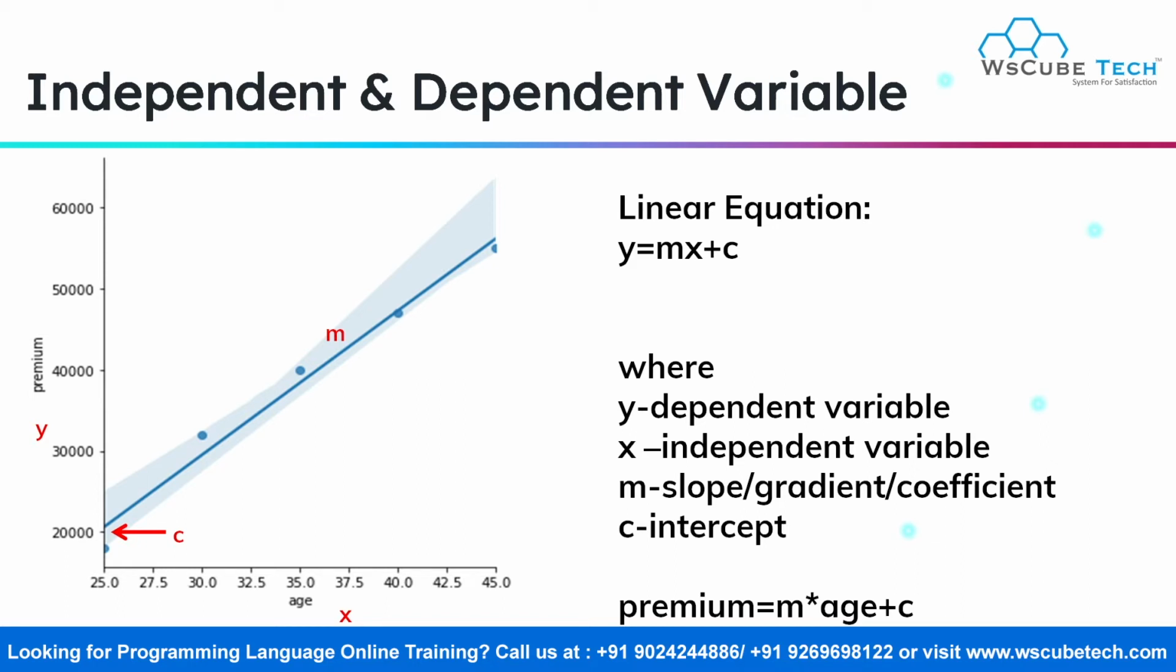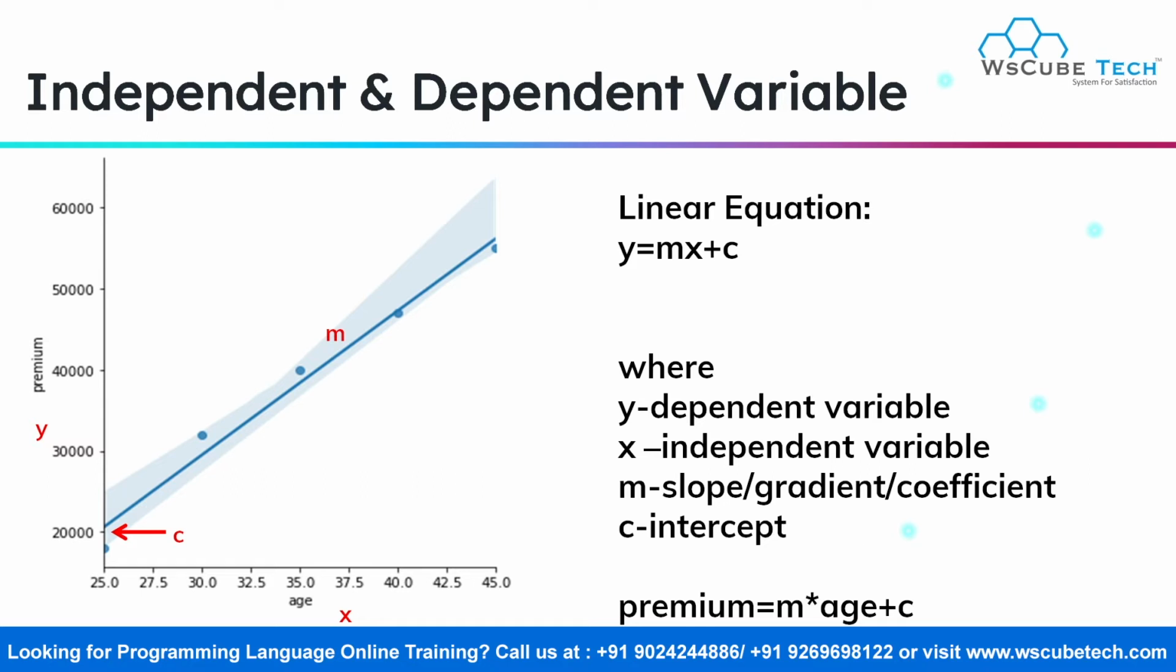And in our case, how are we going to calculate this? We use this linear equation. So what is our y? It is premium. So I write premium = mx, where m is my slope. Then what is x? x is my age. So m into age, plus c, that is my intercept.